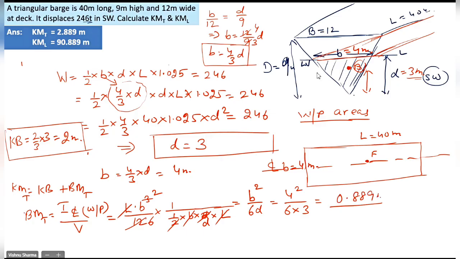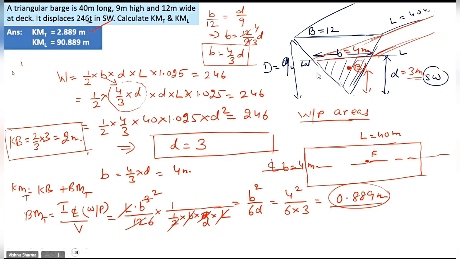I'm driven by the answer on top. It's coming as 0.889 meters, yes or no? Yes, sir. And you add KB of 2 meters to it, you will get this answer of 2.889 meters as KMT.